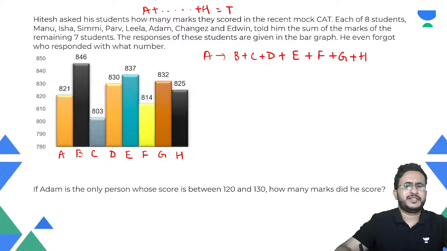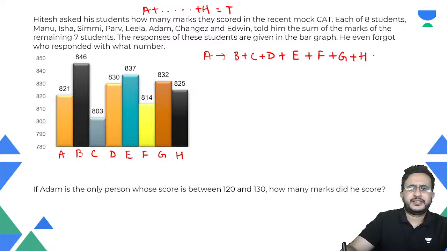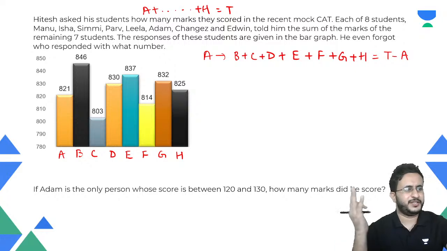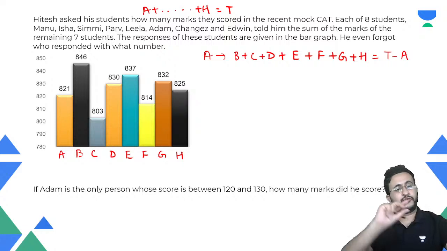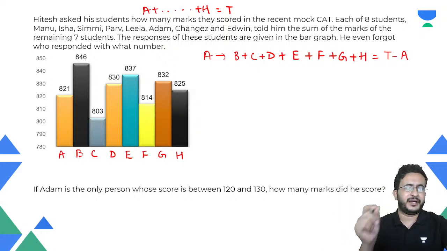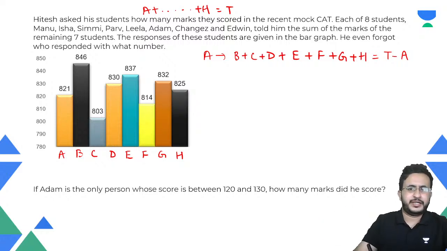Okay. So what is A telling you basically? He is telling you total minus A. There were three people, A was telling A plus B plus C minus A. So A will tell all others' marks except himself. So total में से अपने marks घटा के बता रहा है. If a person is telling the total of all remaining people, that means he is telling the total minus his own score.